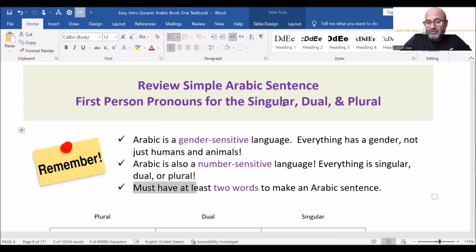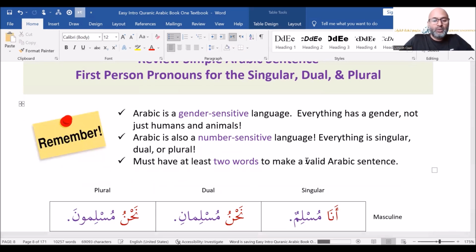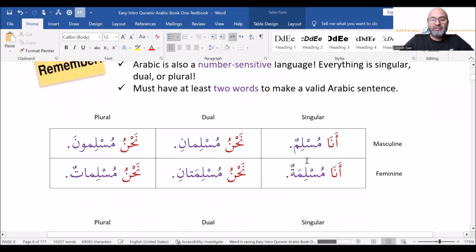And the minimum number of words needed to make a valid Arabic sentence is 2. That's the minimum. And so all of the sentences we have seen so far, you can tell that they're just 2-word sentences. And they're simple Arabic sentences. Okay, here's a quick review.